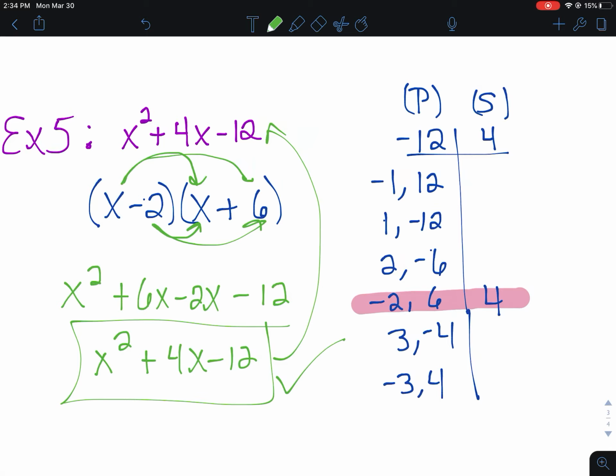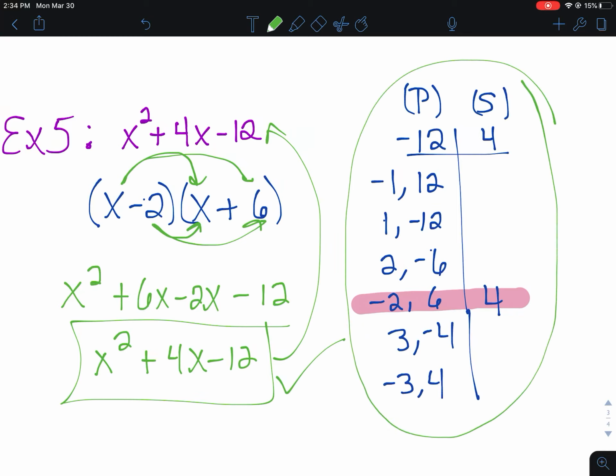There is also a possibility that some of these will still be prime. So if you make this entire list and none of the combinations of numbers actually give you the correct sum, then you can go ahead and write prime, just like we did with our greatest common factor factoring. So go ahead and give assignment 6 a try.